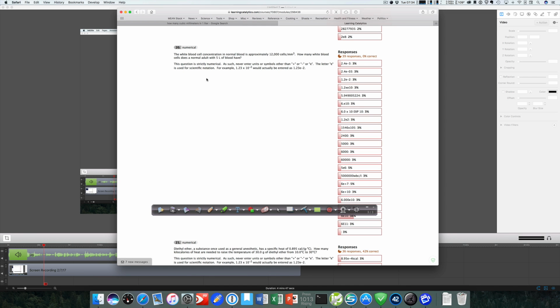Okay, this is an especially tough question. The white blood cell concentration in normal blood is approximately 12,000 cells per cubic millimeter. How many white blood cells does a normal adult have in 5 liters of blood? I did look up a conversion factor ahead of time, and I'm going to show you the easy way.